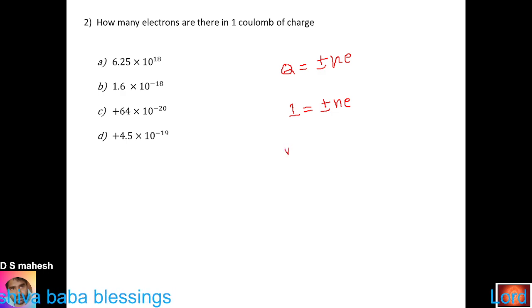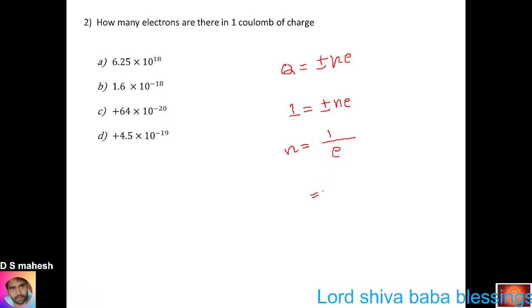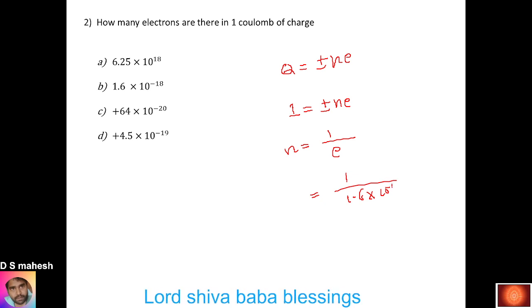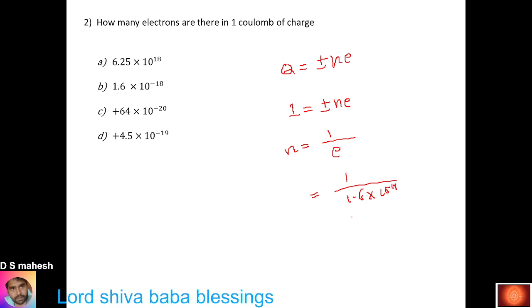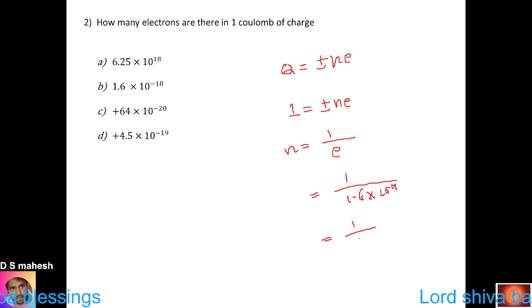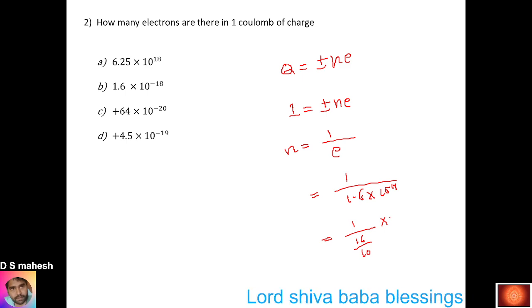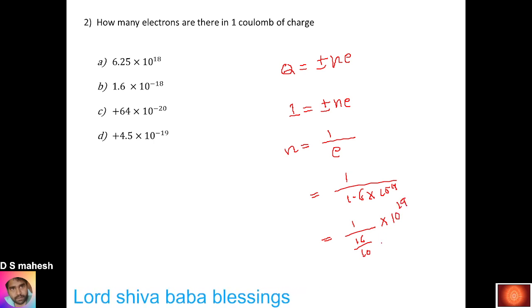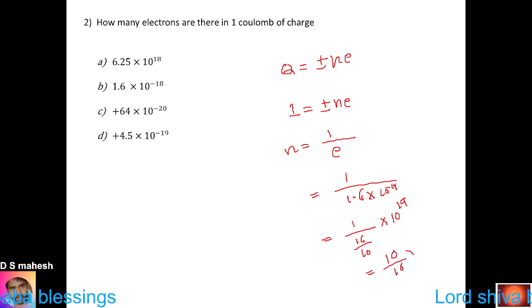So what is the number of electrons? N is equal to 1 divided by e. So what is the value of e? You know that it is 1.6 into 10 to the power of minus 19. So how can you solve this? 1.6 can be written as how much? 16 divided by 10, into 10 to the power of, when it goes above, this becomes how much? 10 to the power of plus 19. So 10 goes above, so this becomes 10 divided by 16 into 10 to the power of 19.